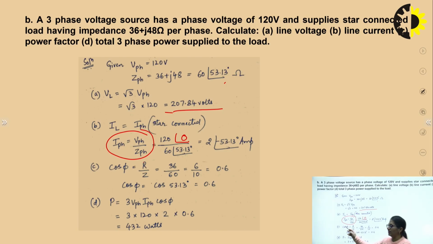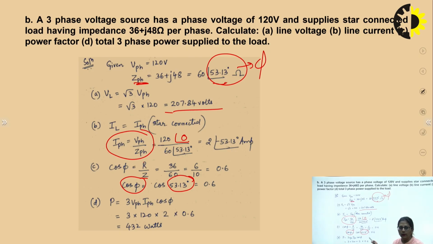Now the power factor. The power factor is given by R by Z, or directly I may find it with cos phi, where phi is the angle between voltage and current, which is given by the impedance angle itself. So cos of 53.13 gives us 0.6. Whether it is leading or lagging: the impedance is 36 + j48, so it has to be lagging. The current we are getting has a minus sign, so it is lagging.